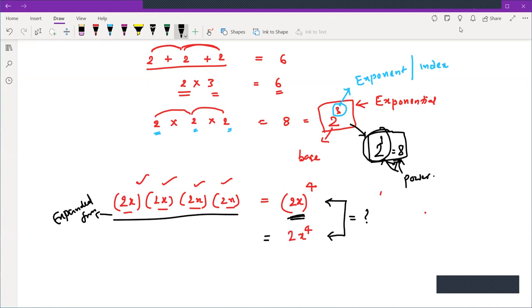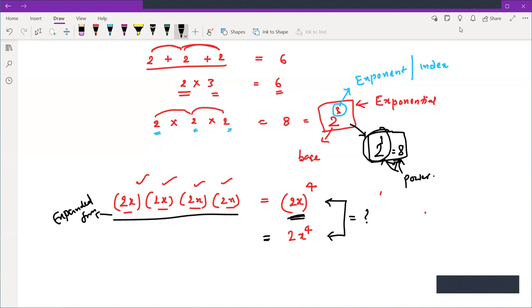In exams, you might be asked to expand the exponent. Expand 2 times x power 4. Sir, we have to expand this. So it will be 2 in brackets, and then x into x into x into x. That's all.